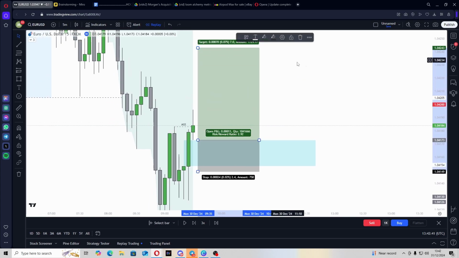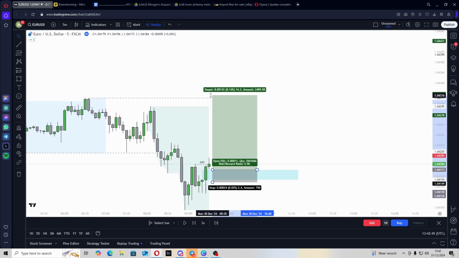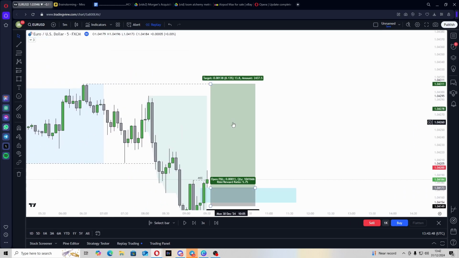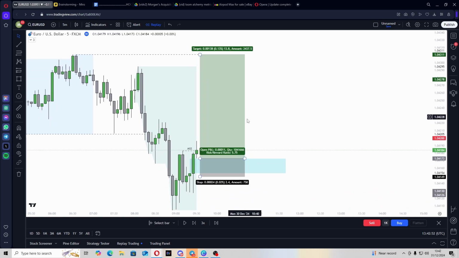I place our take profit at a 1 to 3 risk to reward ratio. You could either do a 1 to 3 risk to reward ratio, or you could do the highs of Asian session, which will be a 1 to 5 risk to reward ratio. And you can see how big and massive this trade will be.